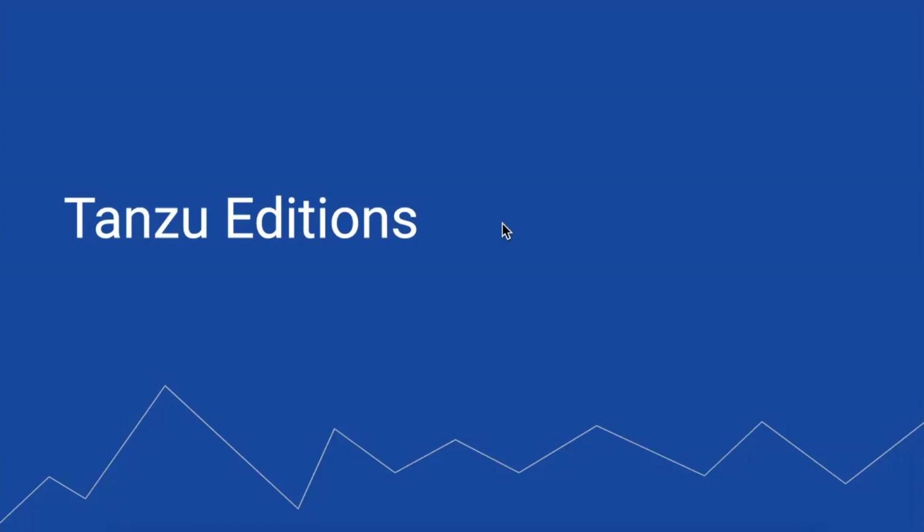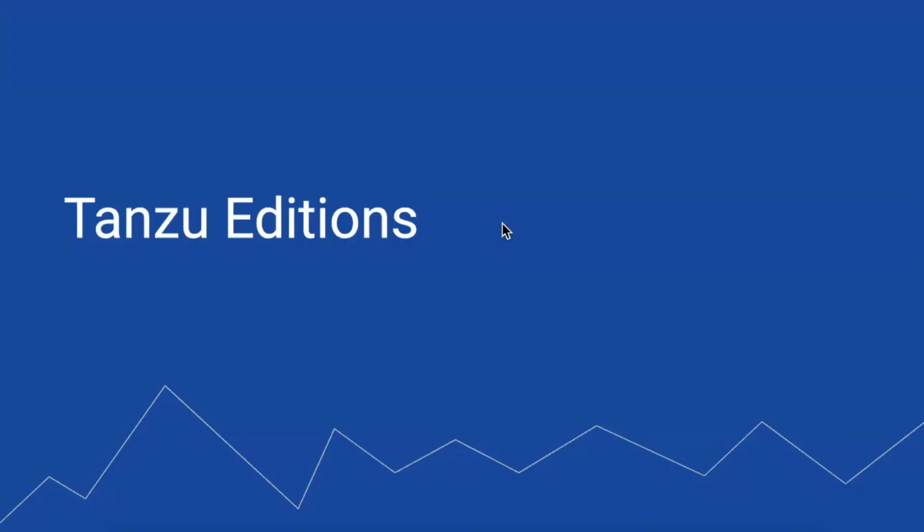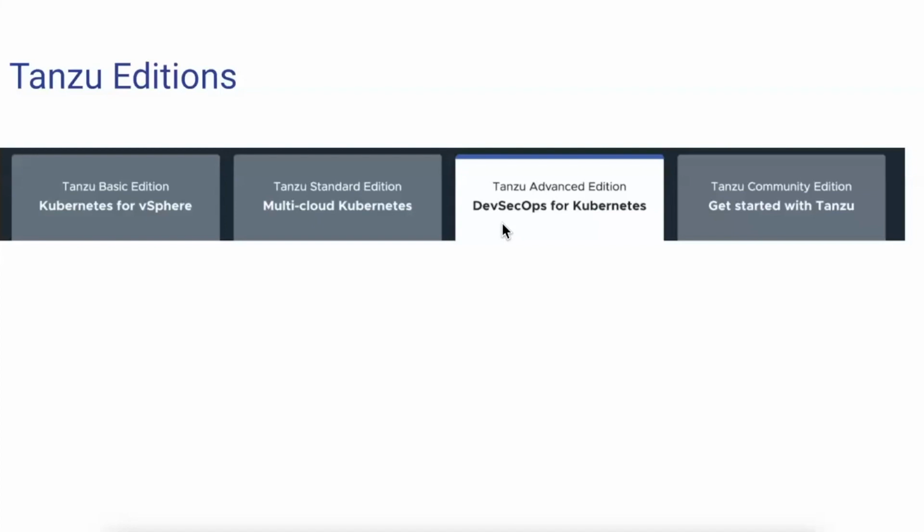Now, let's look at Tanzu Edition. So Tanzu Edition, why is it important? We have seen several products here. For example, if I go back to this slide, you have seen several products here. These products, if we take these to the client, I think sometimes it may be confusing. And Tanzu Edition actually solves that. Tanzu Edition provides a bucketing or a packaging of those products, targeting to solve specific problems.